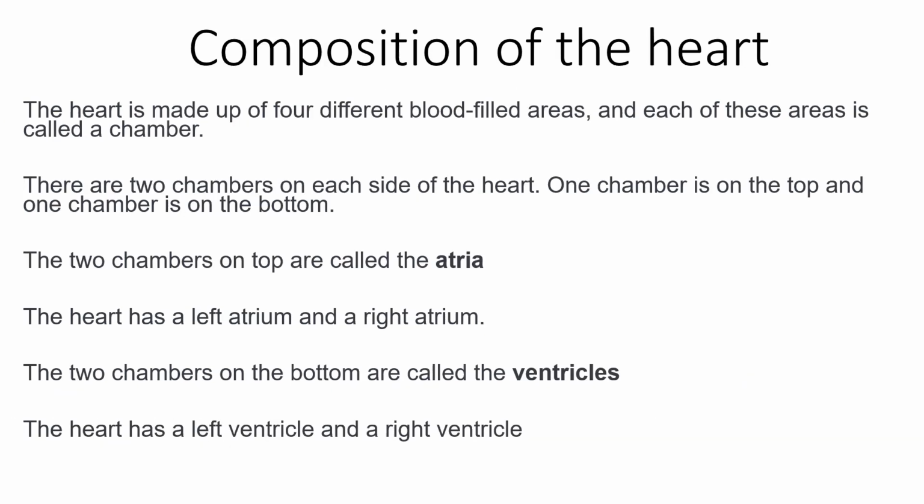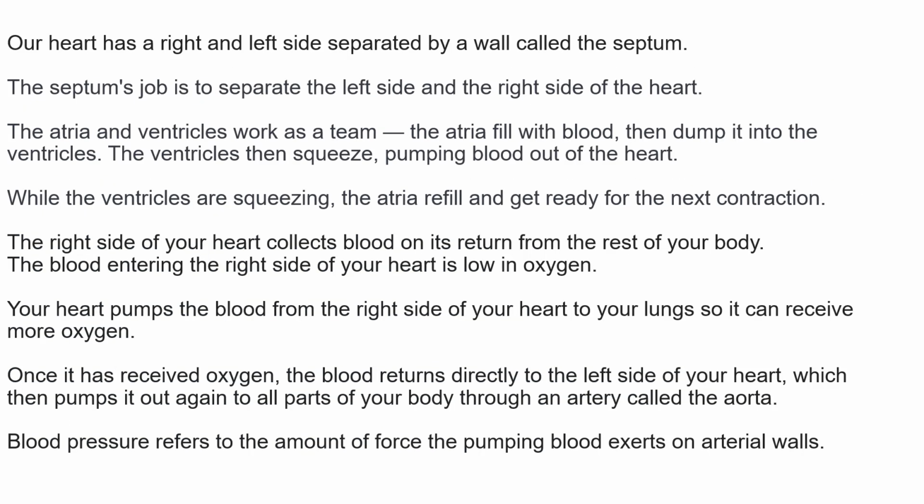So the heart is made up of 4 different blood flow areas, and each of these areas is known as a chamber. There are 2 chambers on each side of the heart. One chamber is on the top and one chamber is on the bottom. The 2 top chambers are called the atria, and the heart has a left atrium and a right atrium. The 2 chambers on the bottom are known as the ventricles, and the heart has a left ventricle and a right ventricle. The left-hand and right-hand side of the heart is separated by a wall called the septum. The purpose of the septum is to separate the left side and the right side of the heart.